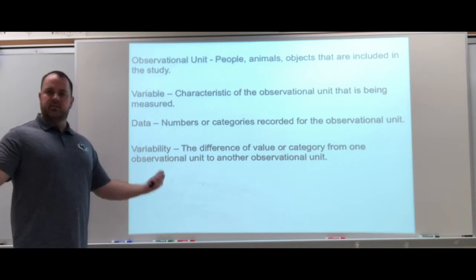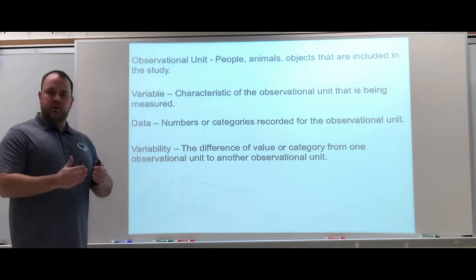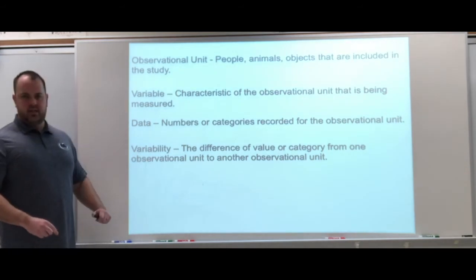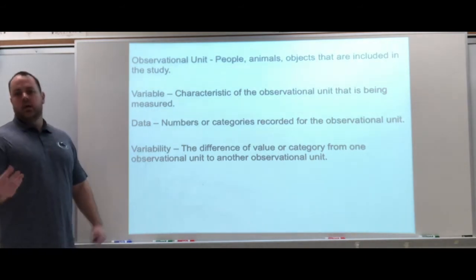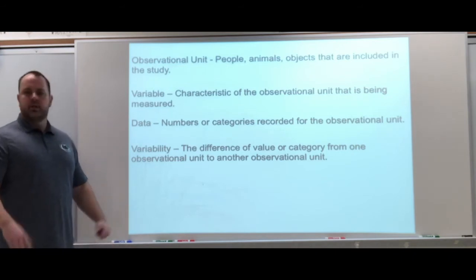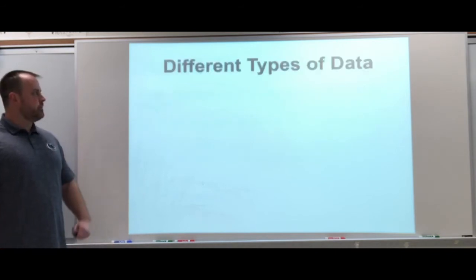Large variability means everything's spread out. Small variability means things are close together. When you're looking at variability from one observational unit to the next, it's not a good or bad thing. It's information, okay? Now we know that about it. So it's not good or bad. It just is what it is, okay?